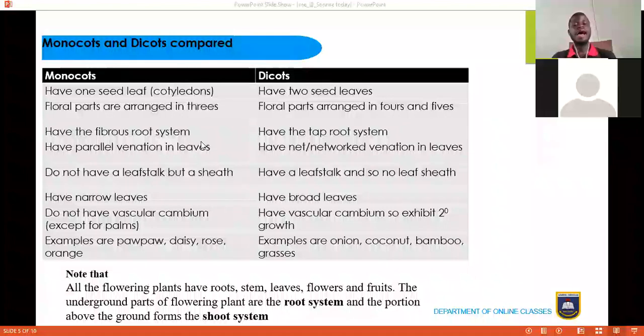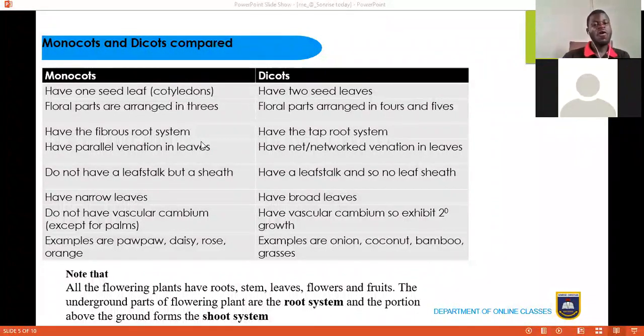Examples of monocots are, I think I have a mistake here. It's the opposite. Examples of monocots are onion, coconuts, bamboo, grasses, rice, etc. But the examples of dicots, please check the slides. There's a mistake. Maybe I'll correct it and then send you the corrected version. Examples of dicots are pawpaw, daisy, rose, orange, mango, etc.